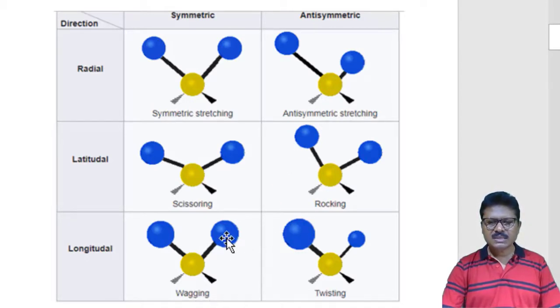Wagging means, say this atom is coming towards me, at the same time this atom is coming towards me, and next moment this is going far and this is going far from me, so this is wagging. This is twisting, just twisting in nature. Say this is coming towards me, at that moment this is going far from me, the next moment this is coming towards me and this is going far from me, this is twisting. So these are the examples of different vibrations of atoms in the molecule.